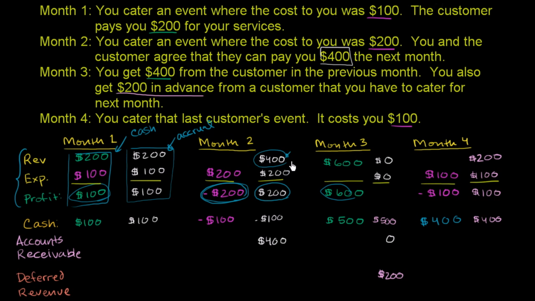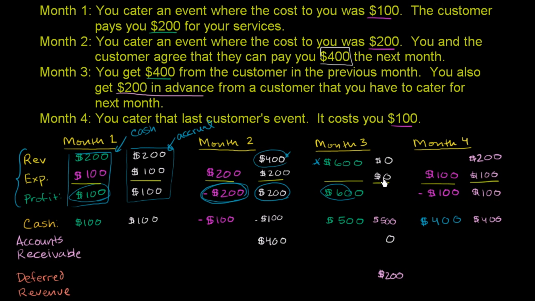On the cash basis, when you look at the example, you actually did nothing in month three. You could have gone on a vacation in month three. There was no actual catering done. But on the cash basis, it looks like this was your best month of catering ever because you actually got a $600 inflow in cash, and you didn't have to spend any expenses because you didn't do any catering.